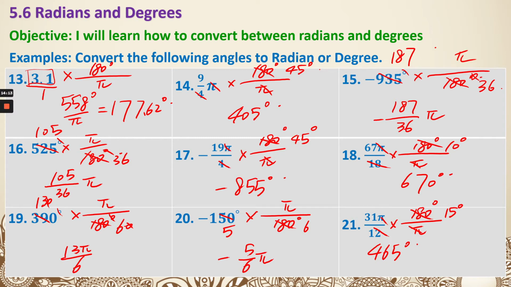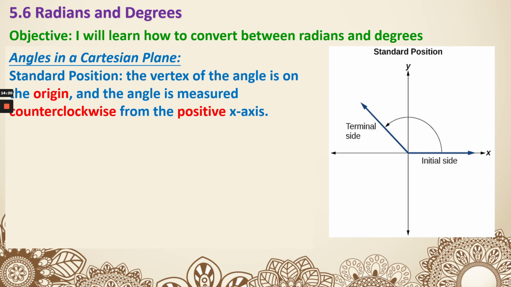It's just more practice. So now let's move on to the next concept, which is called angles in the Cartesian plane. When you're working the previous questions, you can see the angles could be negative and could also be way bigger than 360. And that's because when we deal with angles in the Cartesian plane, we can have any kind of angle that we want.